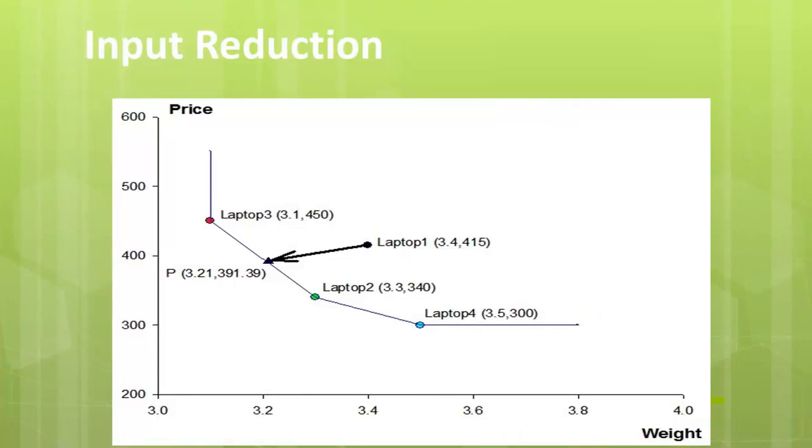This is how input reduction works. Suppose we have two inputs or two category one measures. One is the price, the other one is the weight. So here you see the best practice frontier. Now laptop one is not a best practice laptop because its price is too high. And the weight is also high.